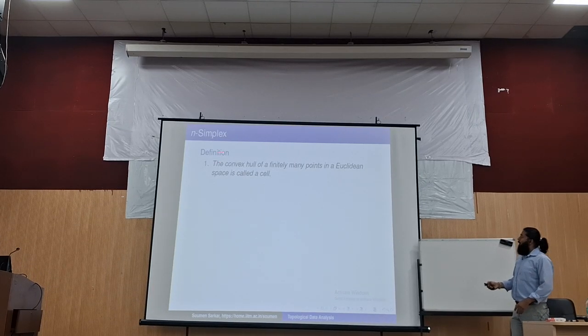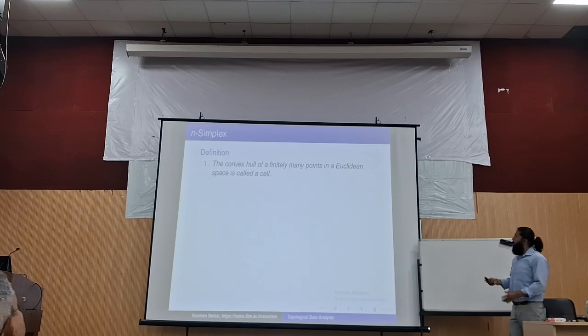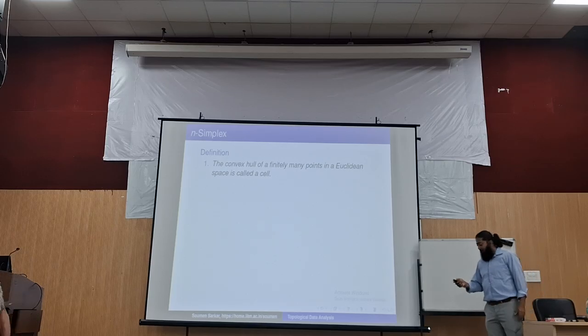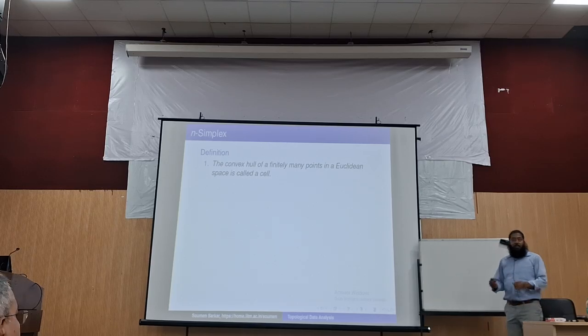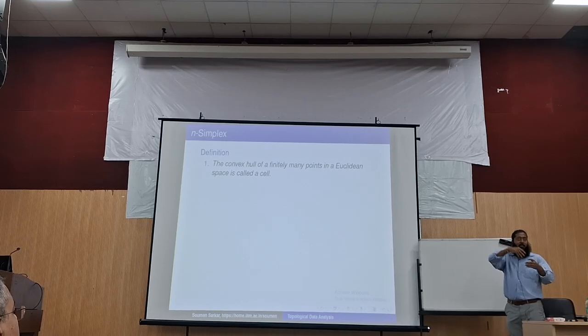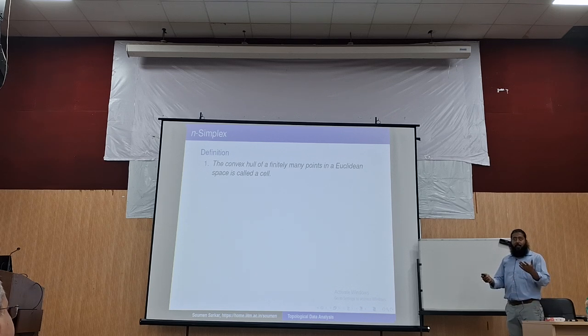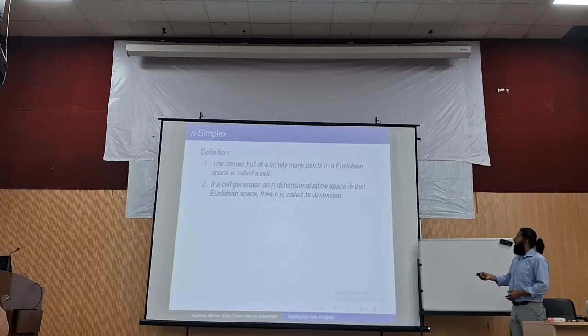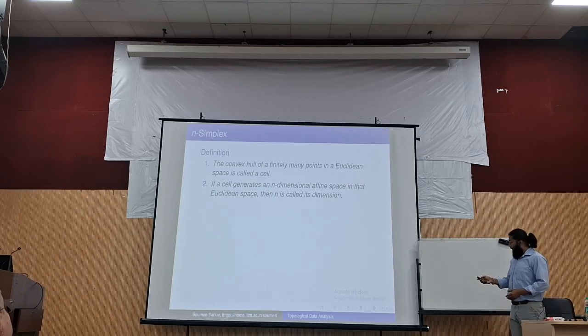Okay, so n simplex. n means a positive integer. This is nothing but the convex hull of some points which satisfy some properties. Examples are the closed interval, and a triangle containing the interior, which is called a 2-simplex, and a tetrahedron is a 3-simplex, like that. But mathematically we can just say that this is the definition, that it satisfies this condition.